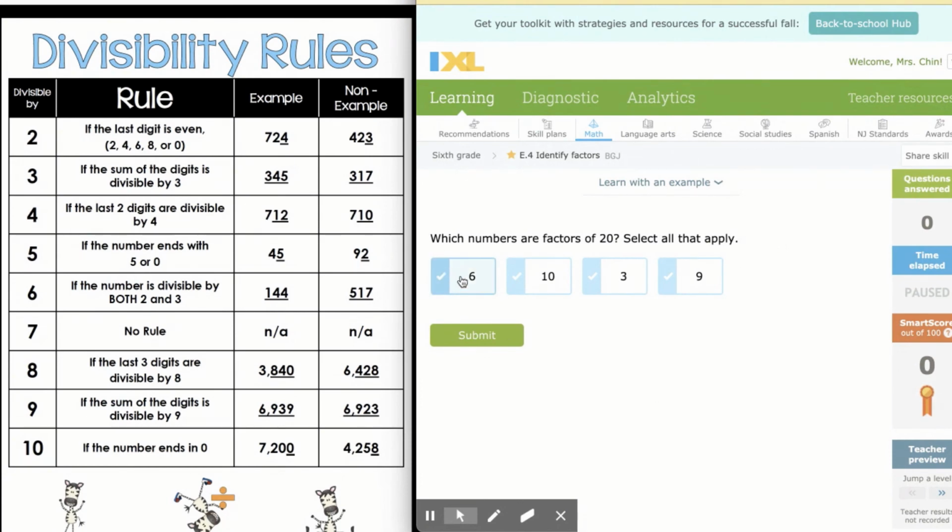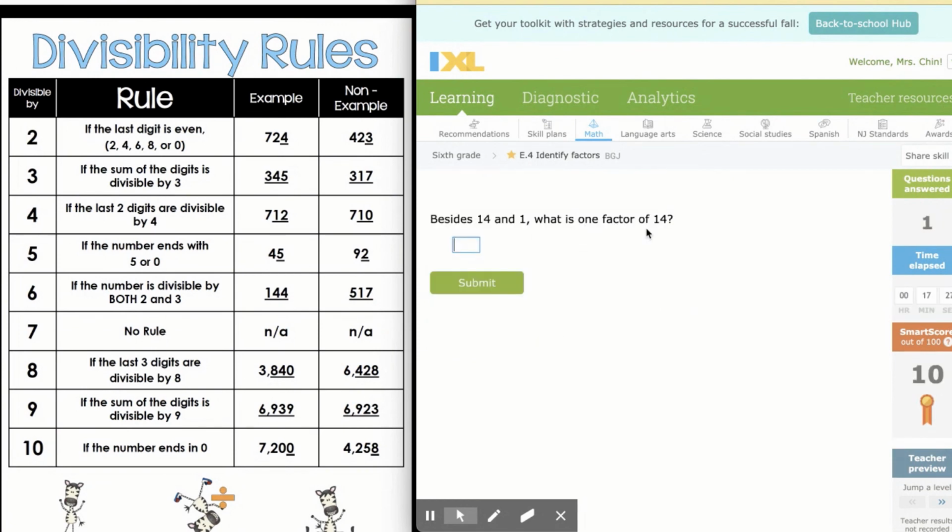Does 6 go into 20? No. 10 goes into 20 twice. Does 3 go into 20? Wait, I'm not sure. So let me check my divisibility rules. 2 plus 0 is 2. 2 is not divisible by 3. So no, 3 isn't divisible, which means 9 isn't divisible, because if it's not divisible by 3, it's not divisible by 9. So there you have it.